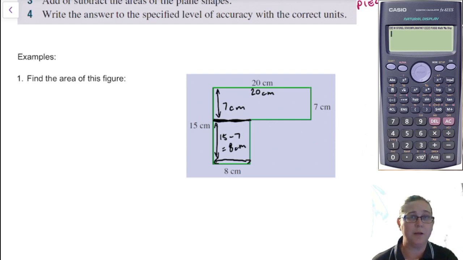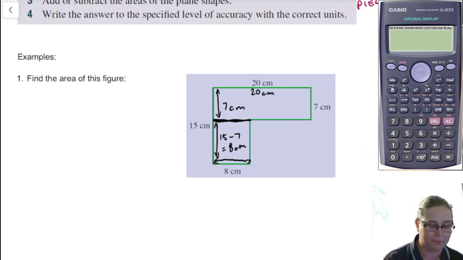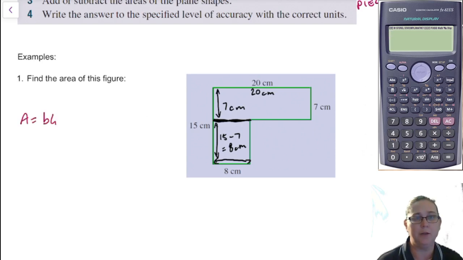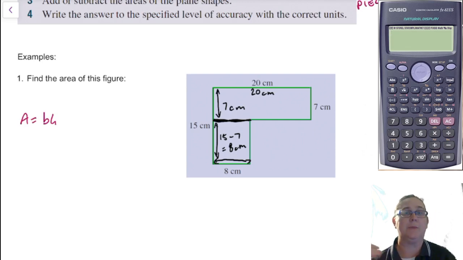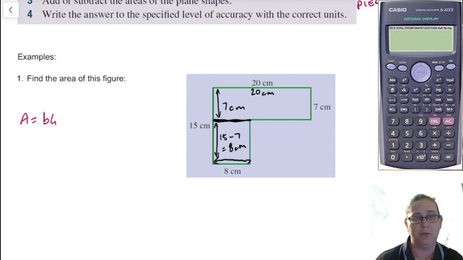So now we have a rectangle and we have a square, so we can break it up nice and easy that way. So let's do the rectangle. We have A equals BH, or you might use LH, HW, BW. So any type of formula that looks like one side times the other side. I like to use BH because it's the base times the height.